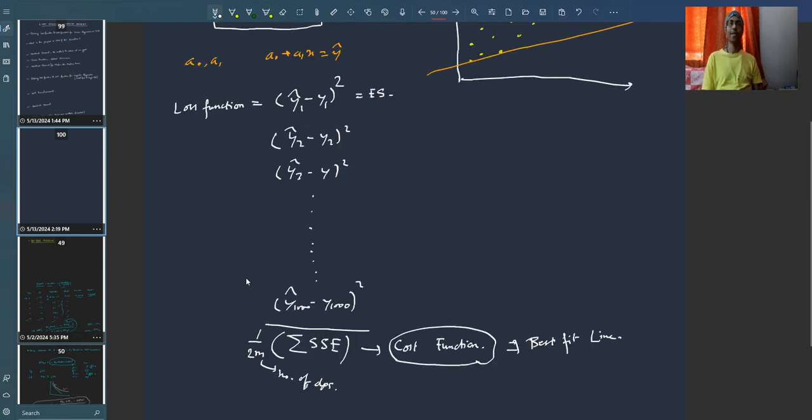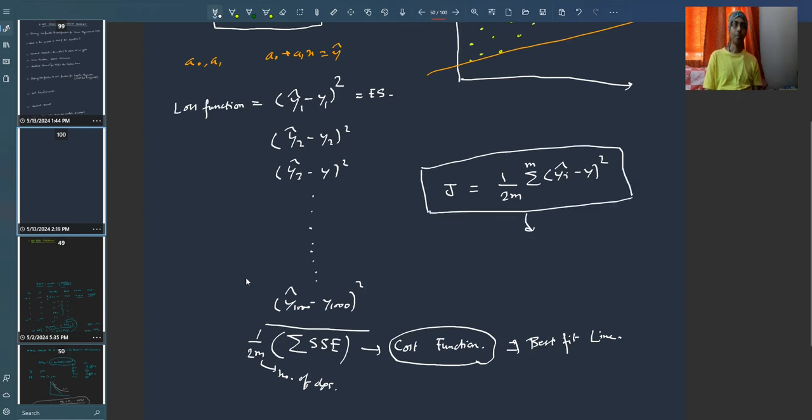Before we understand gradient descent, friends, let us write the equation for the cost function. The equation for the cost function is given like this. J is the cost function. J is equal to 1 by 2m, sum of (y_i hat minus y_i) whole square, from i equals 1 to m. This is the equation of the cost function. Our objective is to minimize this.